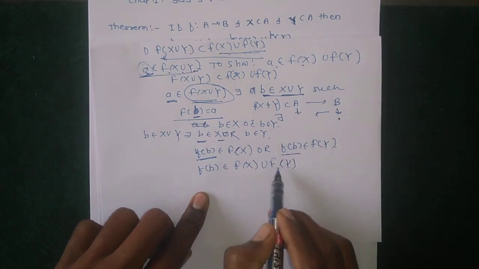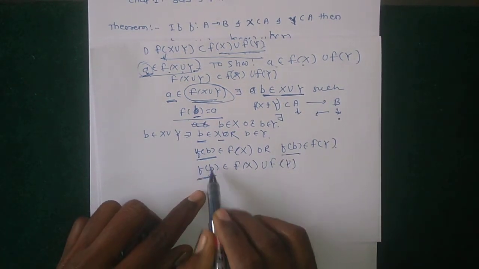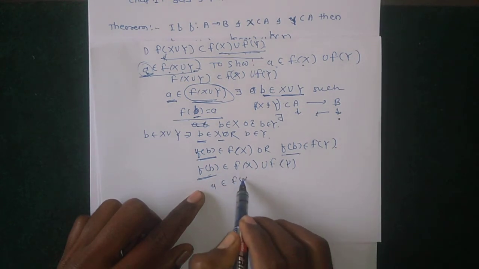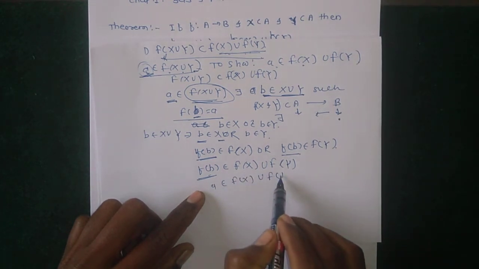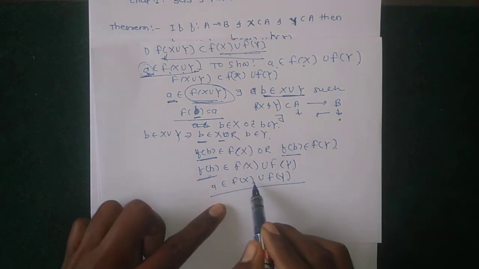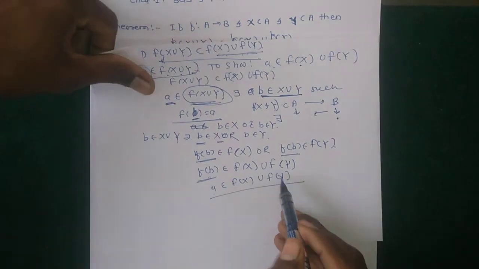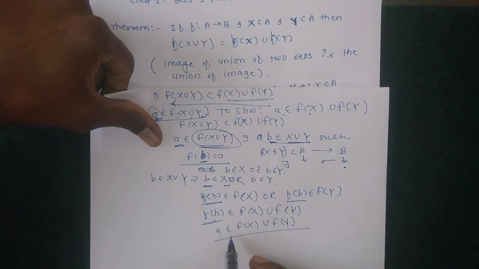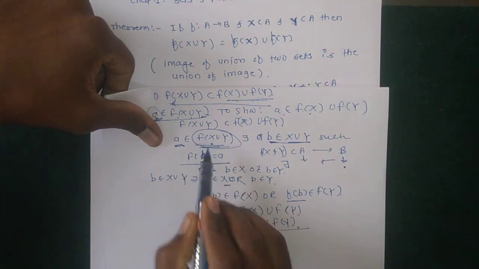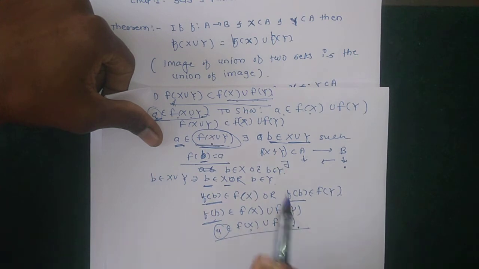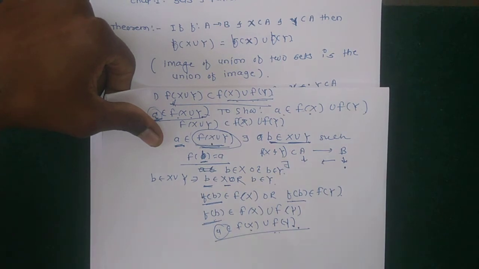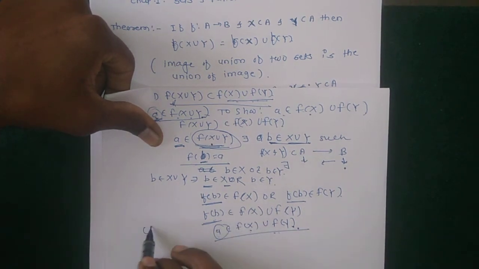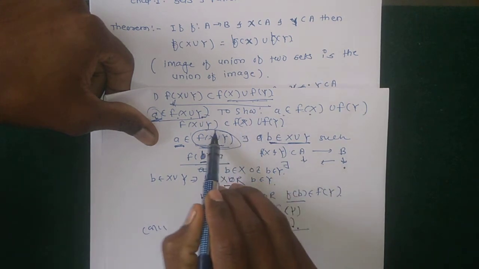Okay, and therefore the value of f of b is a, and a belongs to f of x union f of y, and therefore a belongs to the union of images. This element a of f of x union f of y belongs to f of x union f of y, which implies that this set is a subset of this set. Similarly, conversely, next part means to show the second condition.